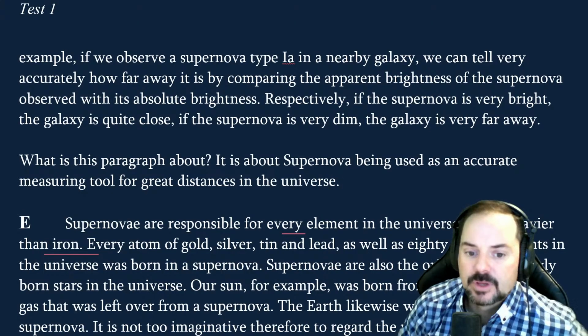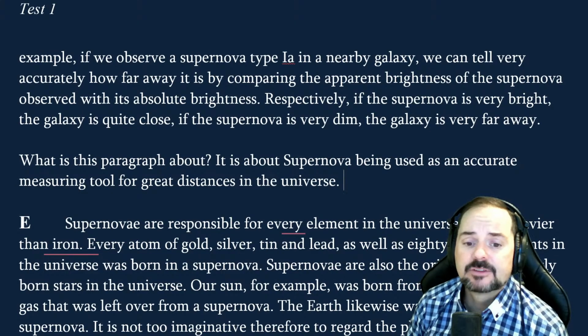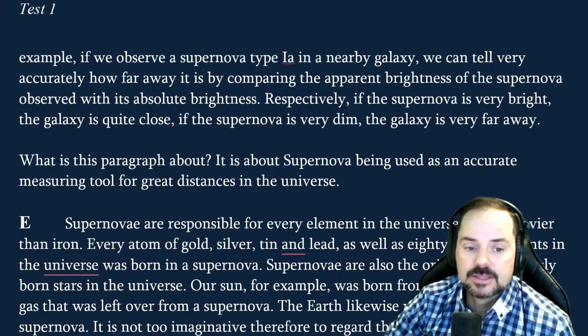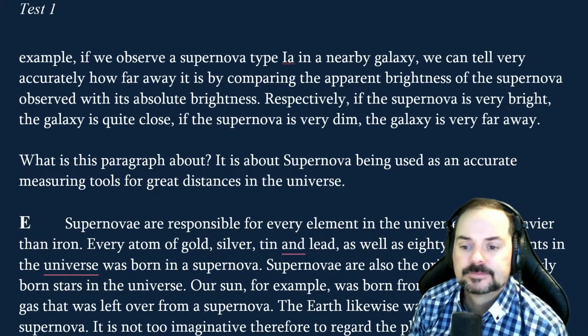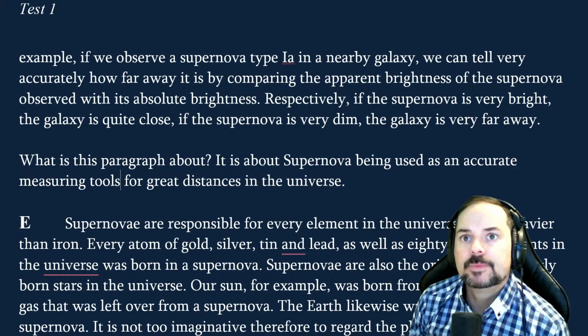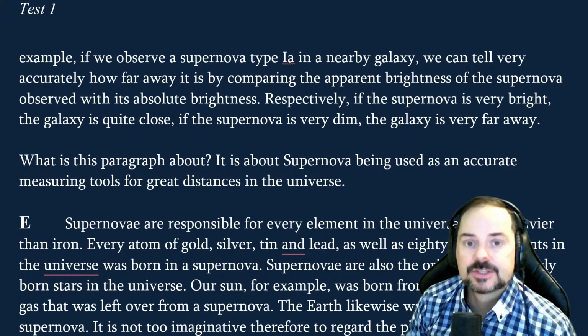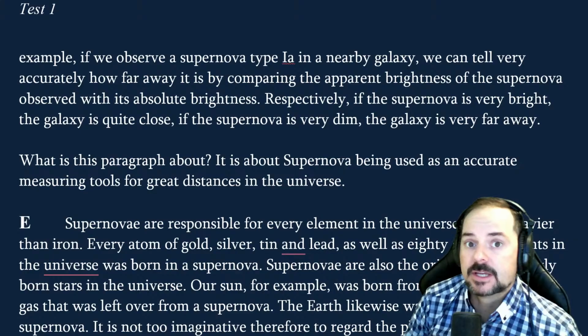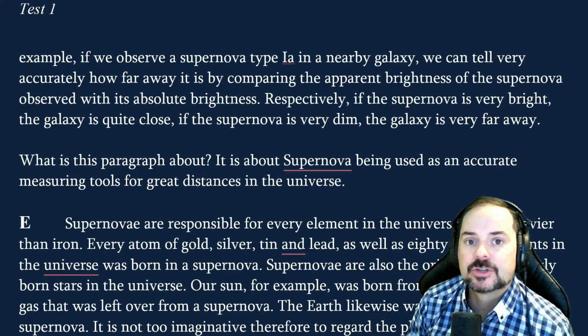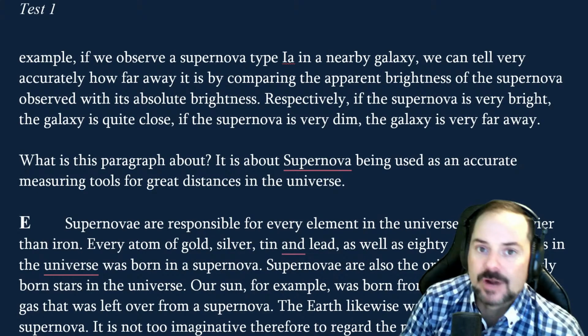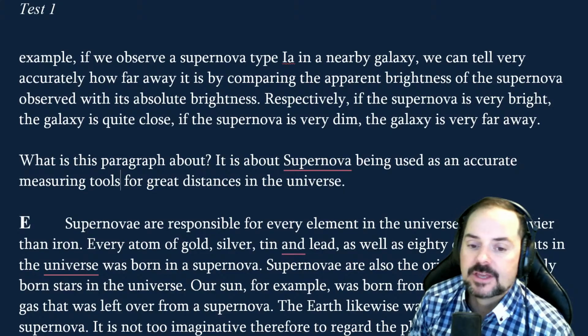Yeah, exactly. Okay. Very nice. So just repeat after me. It's about supernova being used as accurate measuring tools for great distances in the universe. It is about supernova being used as an accurate measuring tool for great distance in the universe. Yeah. And you know, even when you have good reading skills and your English is obviously upper intermediate to advanced, your goal should be to make your answers as good as possible. So how can you make it more concise? How can you make it more accurate? You should always be thinking about that.